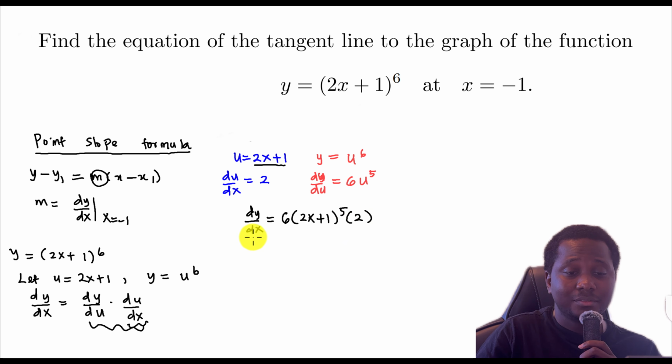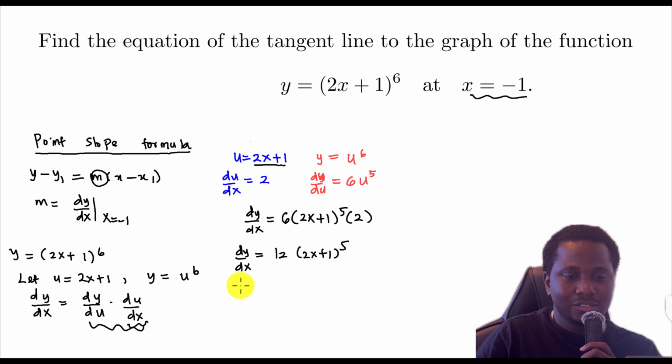And now we have the derivative of y with respect to x. So we can combine the result and say, okay, dy/dx is going to be 12, because 6 times 2 is 12, and then we have (2x plus 1) raised to the power 5. Now this is the derivative of this function at any point x. Since we are interested in finding the derivative at point x equals minus 1, all we have to do is substitute x, or replace x with minus 1.